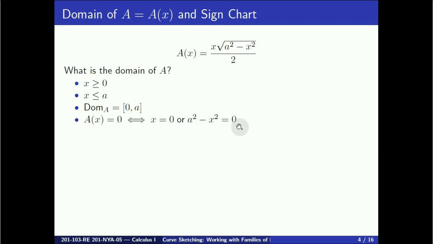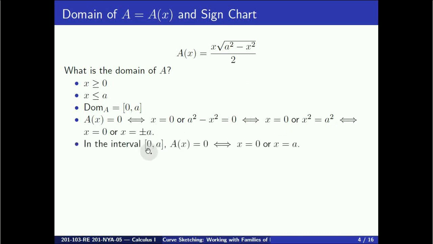The second equality is true if x squared is equal to a squared, or if x is plus or minus a. But we only keep the roots that are within the domain of a. So in the interval 0a, a of x is 0 when x is 0 or x is a. Note that this makes a lot of sense, since when x is 0 or x equals a, the area is 0, since there is no triangle in this case, but merely a line segment, or if you prefer, the triangle is completely flat.